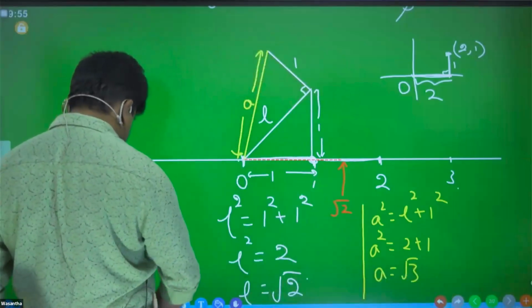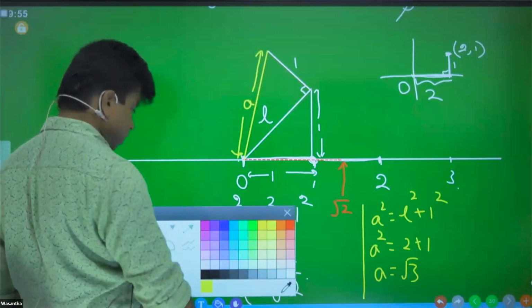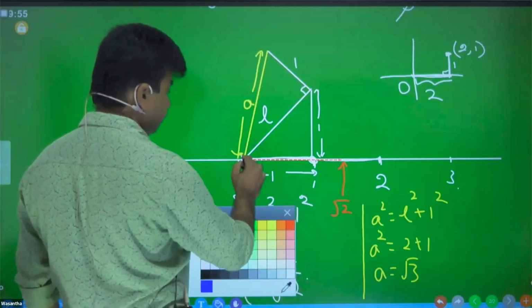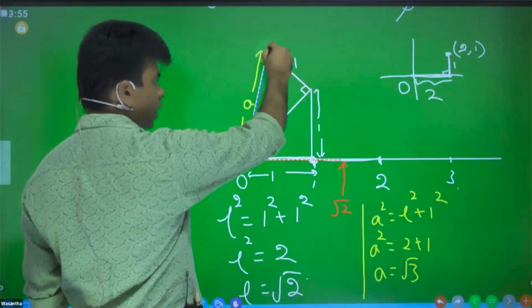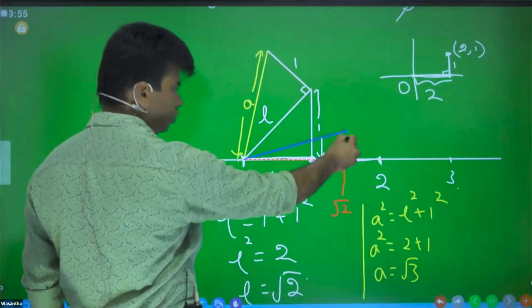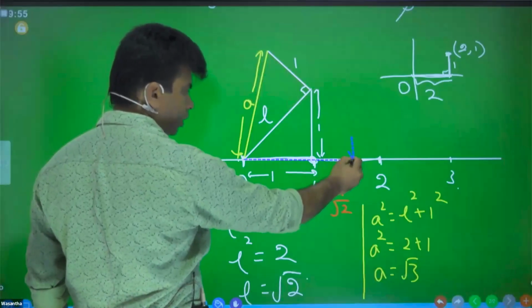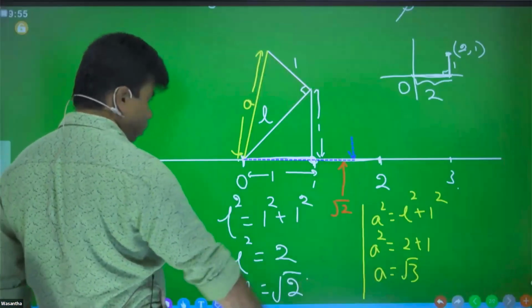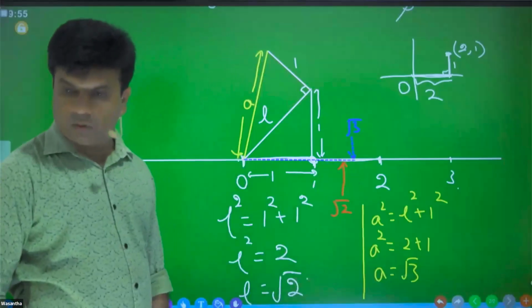That means what do we do again? You can see that if you take this much here as root 3, and if you rotate on this way without change, there will be an endpoint here. So what is this number? Root 3. That number is root 3.